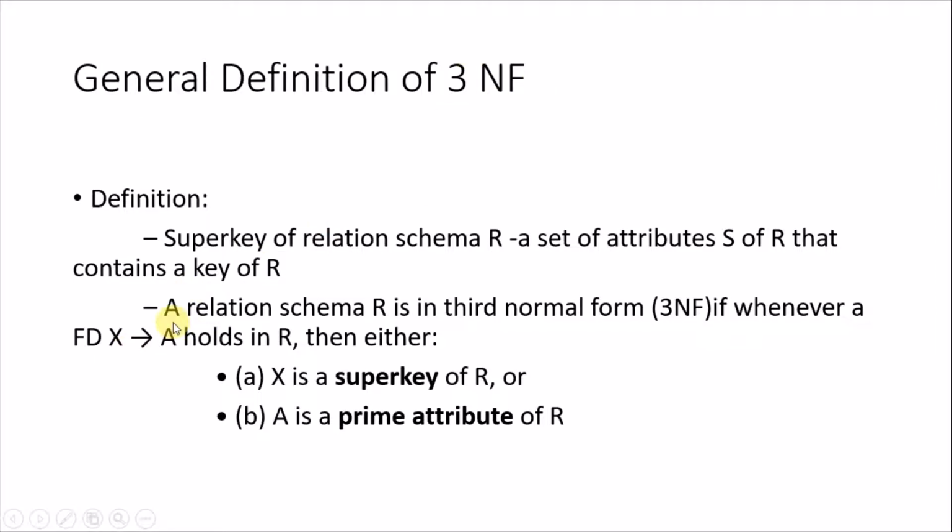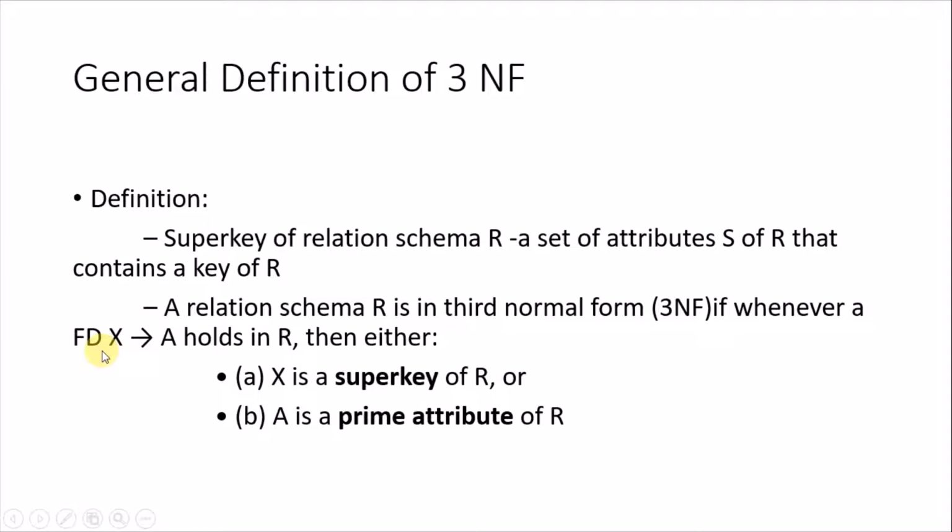These are the two conditions. That is, if we have a functional dependency in the relation, X to A, then either X is a super key or A is a prime attribute. If these two conditions hold, then we can say that the particular relation schema R is in 3NF. X is a super key or A is a prime attribute.